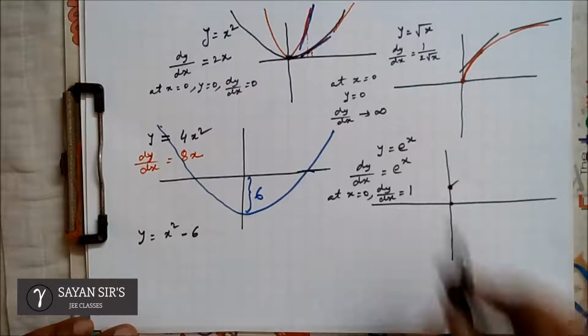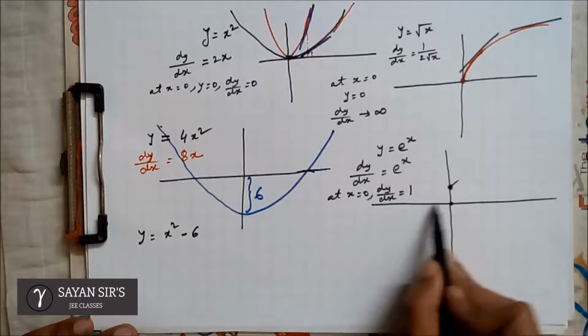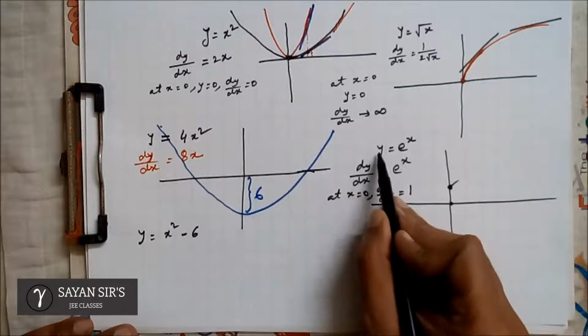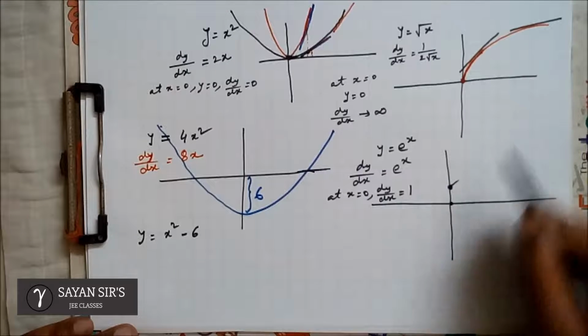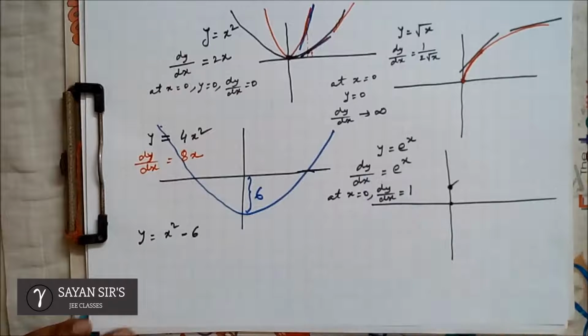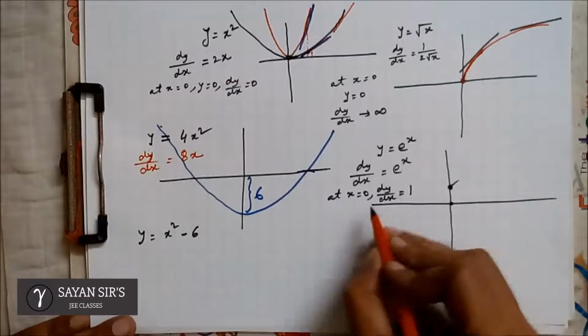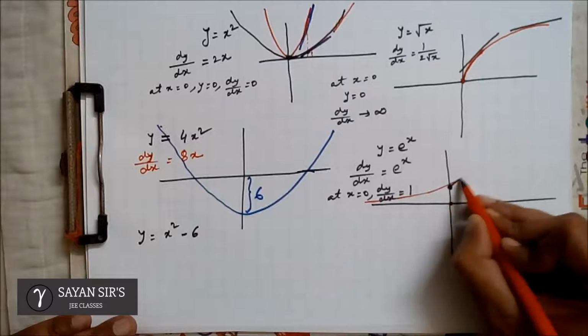We can also say that if my x is continuously decreasing towards negative infinity, y goes to 0, and for x going to positive infinity, my y also goes to positive infinity. So my graph will be something like so.